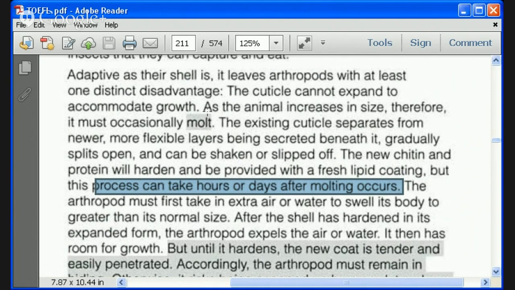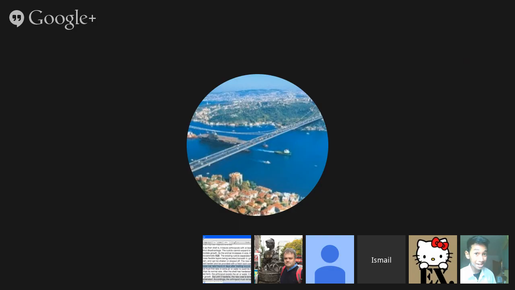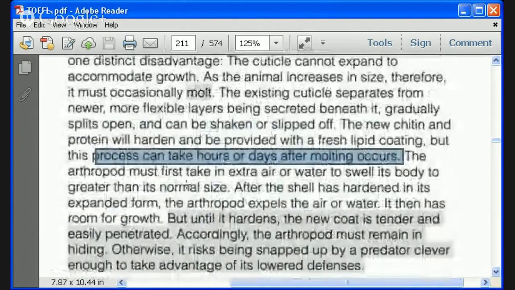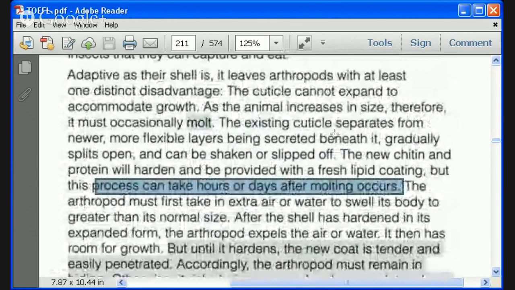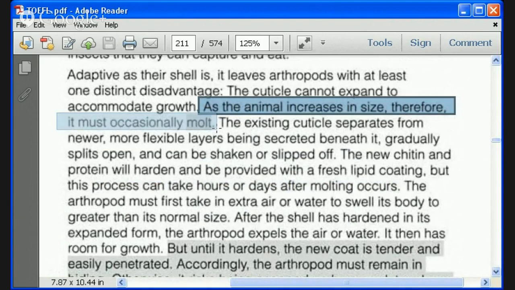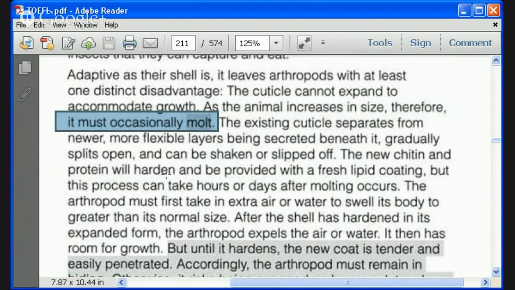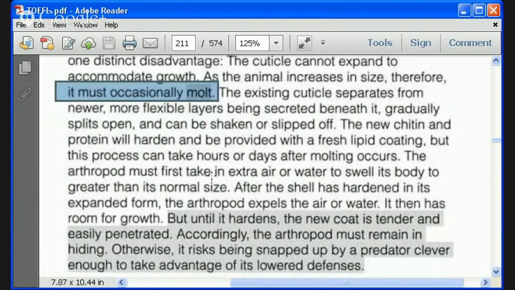The one about many times during its life, I don't really see where we can assume that. As the animal increases in size, it must occasionally molt. But how many times does it increase in size, or how much does it increase in size, or how often does it increase in size? The passage doesn't say. So the idea that it does it many times during its life seems very logical, but according to the reading passage, it hasn't been made absolutely completely obvious, which is what we're looking for.